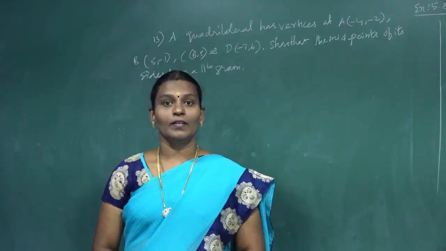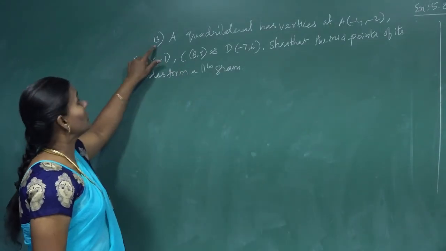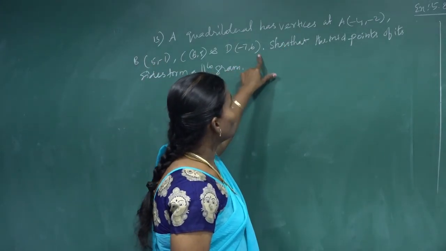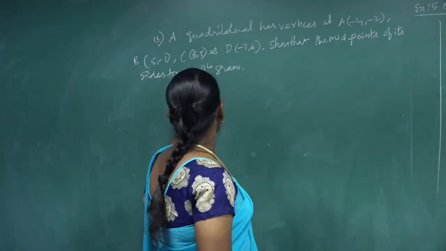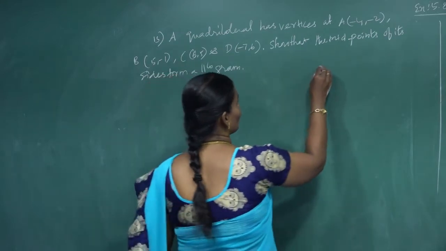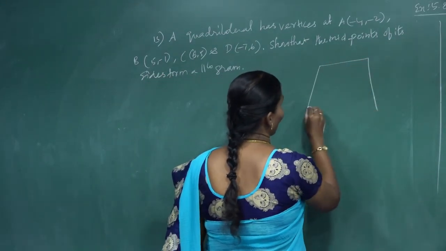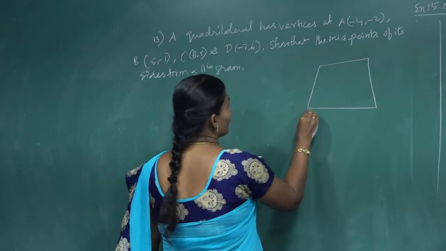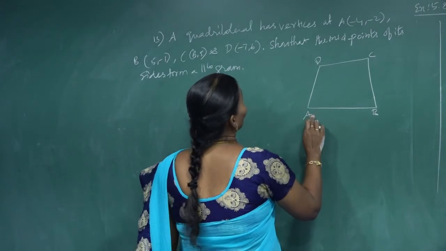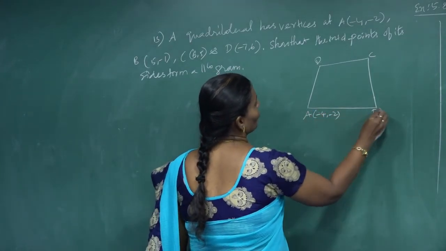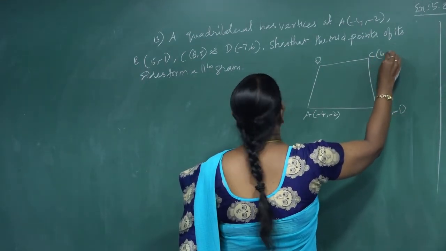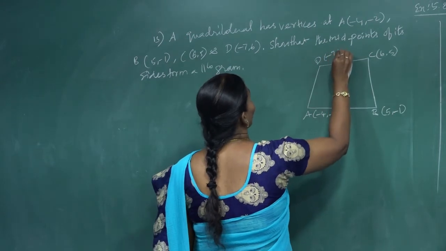Good. We see, children, exercise 5.2, 13th question. A quadrilateral has vertices A, B, C and D. Show that the midpoints of its sides form a parallelogram. First, you draw a quadrilateral. So this is A, B, C, D. Here the A point is -4, -2. B is 5, -1. C is 6, 5. And D is -7, 6.